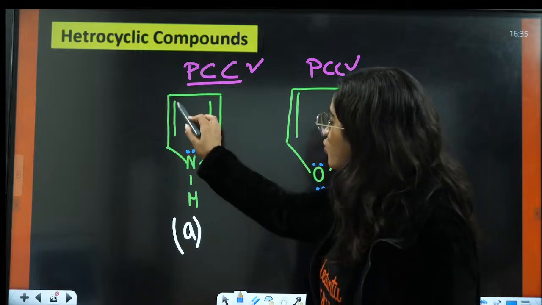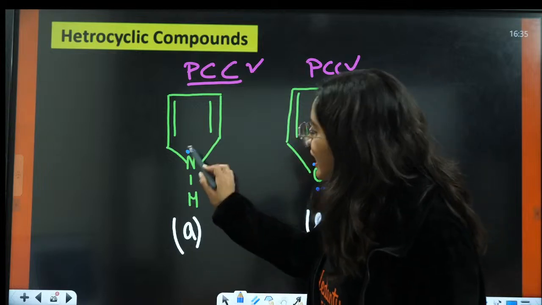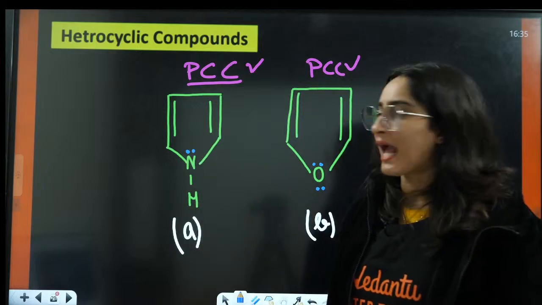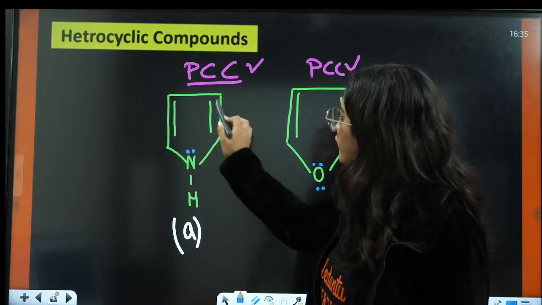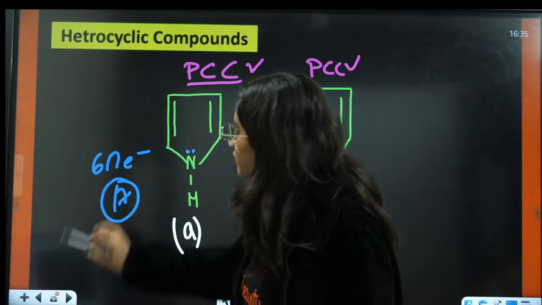Okay, so this is 2 electrons, 2 electrons, 2 electrons here. Only these 2 electrons are involved in the resonance. So we'll calculate only these two. 1, 2, 3, 4, 5, 6. So it will have 6 pi electrons. That means it is aromatic.